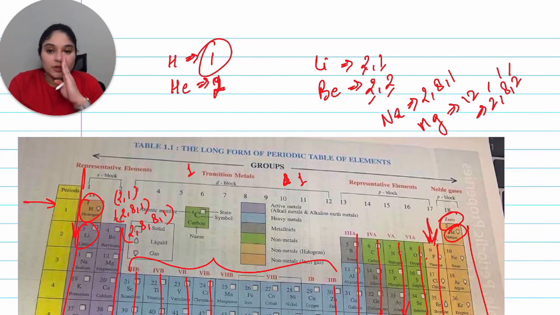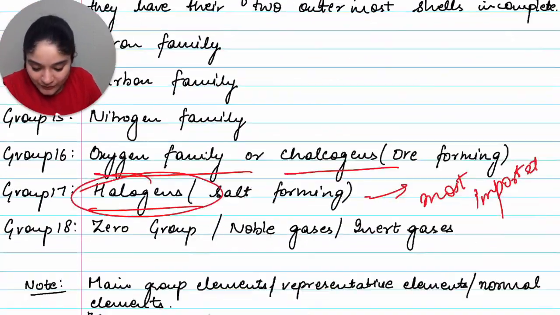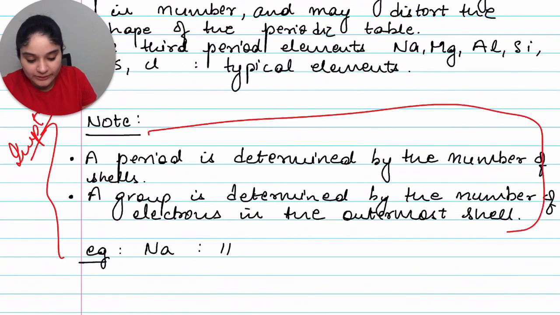Okay. So make sure that you pay a lot of attention to this. The number of shells will tell you the period number. The number of electrons in the outermost shell will tell you the group number. Okay students, I hope that makes sense. Let's move ahead. So this note is important for you to answer a lot of questions.